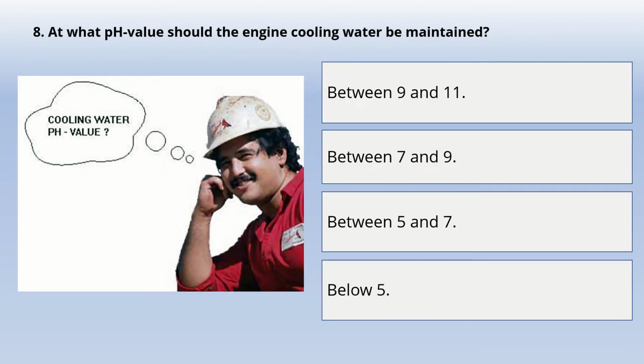Our next question is, at what pH value should the engine cooling water be maintained? And the options are between 9 and 11, between 7 and 9, between 5 and 7, below 5. And the correct option is between 7 and 9.